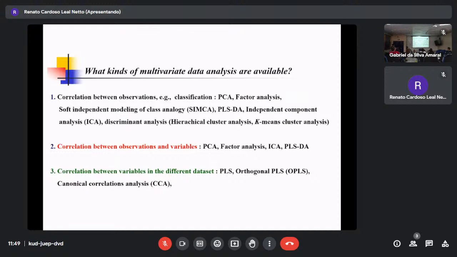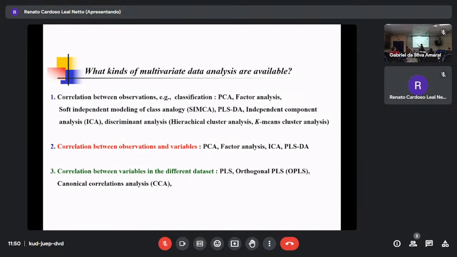And here, correlation between observations, for example classification, like Florida orange or Brazilian orange. This is a classification. Sometimes correlation between observation and variable, so vector analysis, and correlation between variables in the different data sets. For example, transcriptomic data and metabolomic data. Or you measure a lot of plant material, mass data, and here antimicrobial data, Pseudomonas, E. coli, or Bacillus.